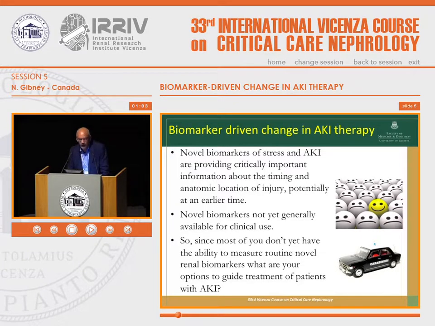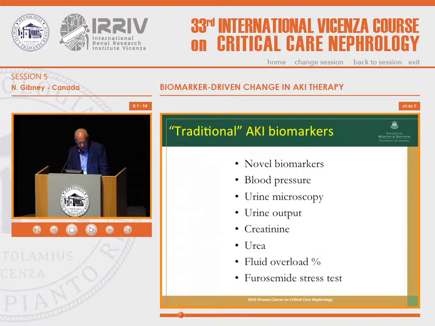And to some extent, I'm the odd man out in this panel, and I'm not driving a 2015 Alpha. Probably we're in something that's a lot more retro. And other than the novel ones, what I'm going to talk about a little bit today is how can we use biomarkers like blood pressure, urine microscopy, urine output, the traditional small molecular weight solutes, fluid overload percentage, and we'll also talk about the furosemide stress test.